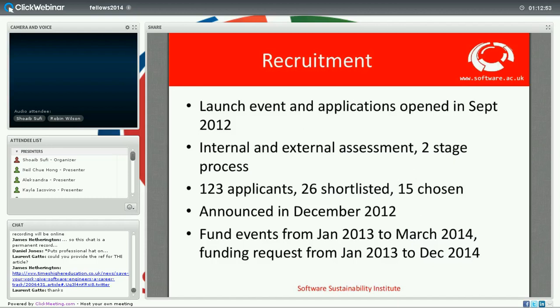In terms of numbers, from last year's program, there were 123 applicants, 26 were shortlisted and 15 were chosen. They were announced back in December 2012. And how the funding works is we fund them from January 2013 to March 2014, so they get to use their allotment of money during that time period, but the requests have to come in between January and December.